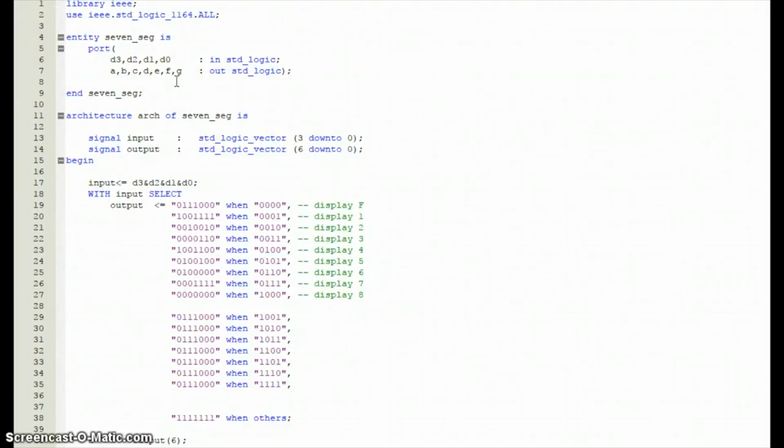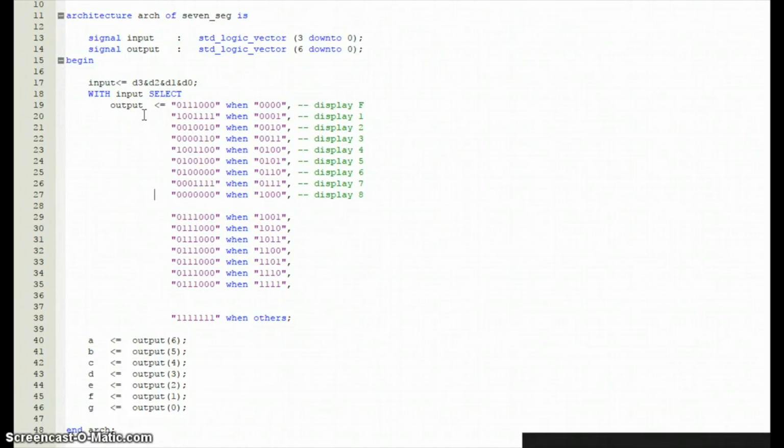We will now explain to you our coding for 7 segment. Entity 7 segment is where we declare our variables. D3 to D0 is our input, A to G is our output. Under the architecture arc, we declare our signal input and signal output. Signal input is the vector for internal, 3 down to 0 as we have 4 bits. Signal output is used in decoder statements, 6 down to 0 as we have 7 bits.